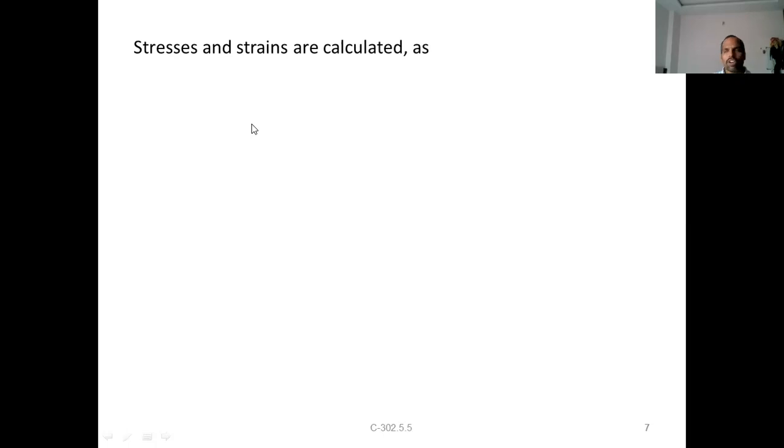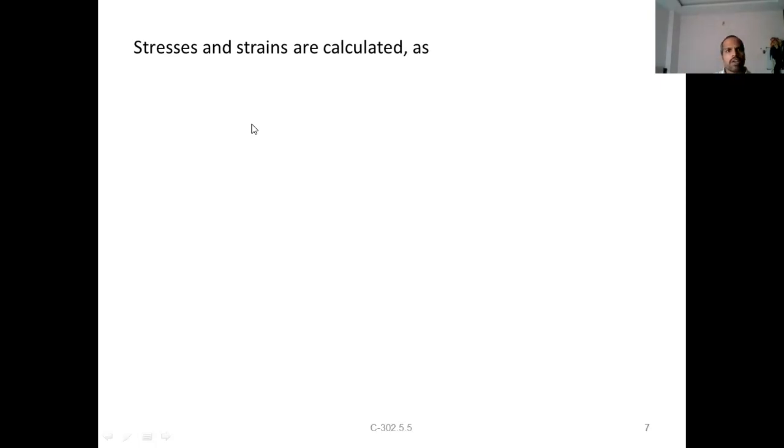As per the basic definition, the mathematical expression is stress equals load divided by area. You put in the load we are applying and divide by the area, which means the cross-section area. Generally for circular bars, the cross-section area is pi by 4 d squared.